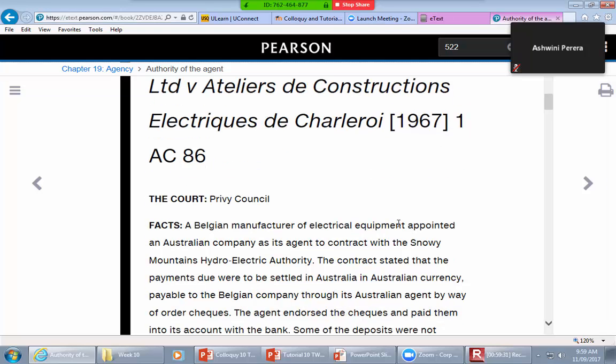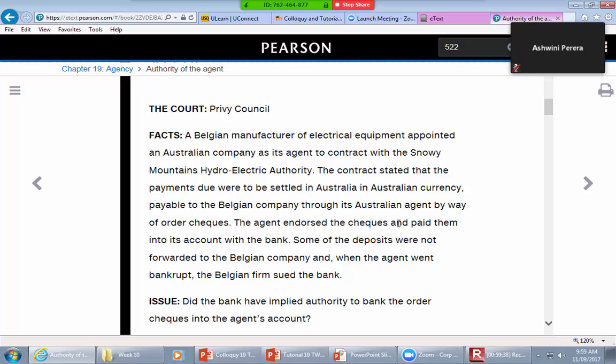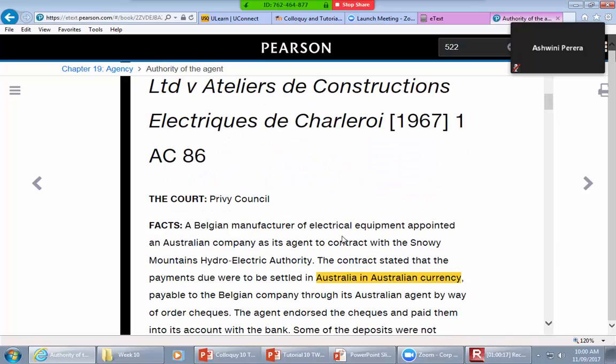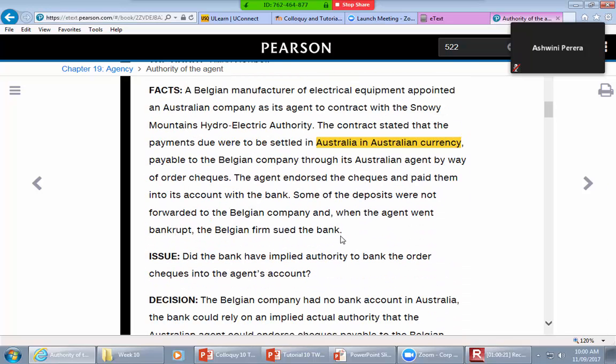1967. So these are Belgians. A Belgian manufacturer of electrical equipment appointed an Australian company as its agent to contract with the Snowy Mountains Hydroelectric Authority. So this is the manufacturer. They're in Belgium. They appointed an Australian agent so that the agent can contract with a hydroelectric authority. The contract, i.e. between the Belgian company and the hydroelectric authority, stated that the payments due were to be settled in Australia in Australian currency. Again, remember this is in 1967, before electronic transactions.